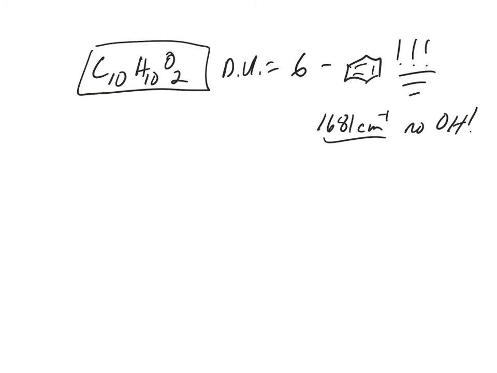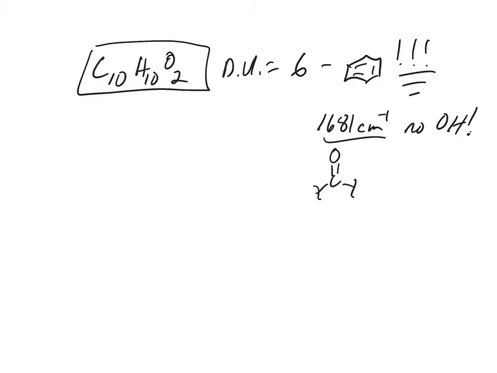1681. What is that? So there's no hydroxyl. What's around the 1681? And don't forget our degrees of unsaturation we're going to have to satisfy. I would be thinking, 1681 is right in that C double bond O region. Do I know exactly what type of carbonyl? Nope. I have no idea. But I know there's probably a C double bond O in this molecule somewhere. Okay, so that's what 1681 told me.